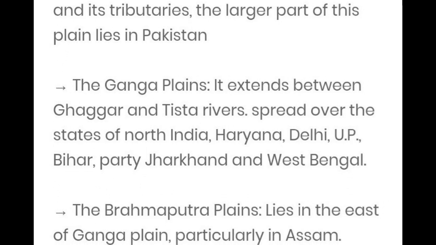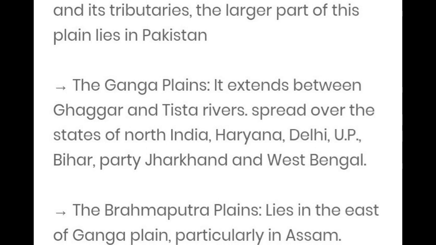The second section of the northern plain is the Ganga plain. The Ganga plain extends between the Ghagar and Tista rivers. It spreads over the states of northern India: Haryana, Delhi, Uttar Pradesh, Bihar, partly Jharkhand and West Bengal to its east, particularly in Assam.